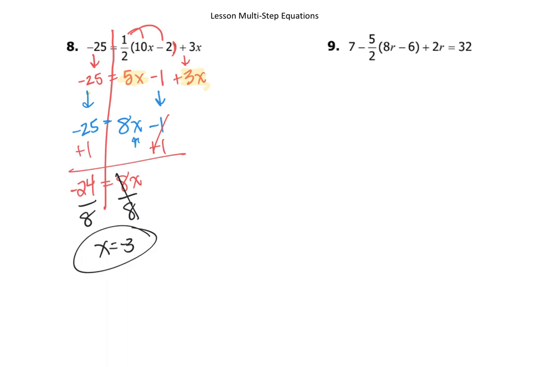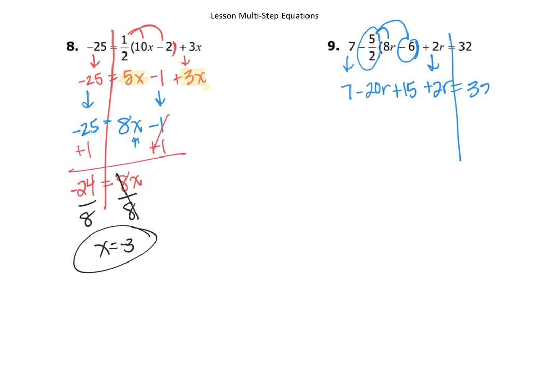Almost done. Number 9. Okay, we have 7 minus 5/2 times 8r minus 6, and then adding a 2r equals 32. So left to right, 7's getting brought down. What's being multiplied into the parentheses is negative 5/2. So negative 5/2 times 8r is negative 20r. Negative 5/2 times negative 6 is a positive 15. So bring that down. We stop multiplying because we had a closing parenthesis, and we bring down positive 2r.